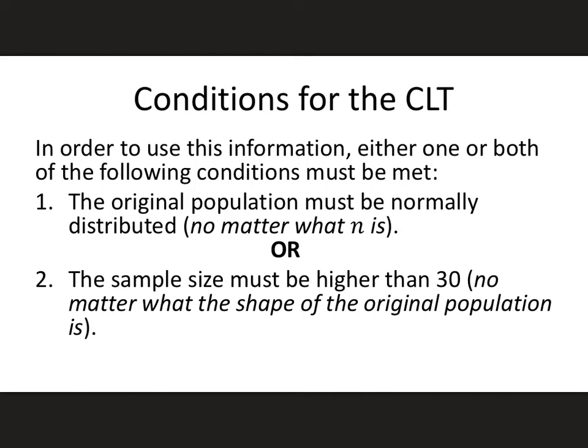Our conditions: either one of them or both of them must be met. The original population must be normally distributed, no matter what n is. As long as the problem says it's normally distributed, you can use the central limit theorem. Or the sample size must be higher than 30. So that means no matter what the distribution of the original population, as long as your n is greater than 30, you can use the central limit theorem.